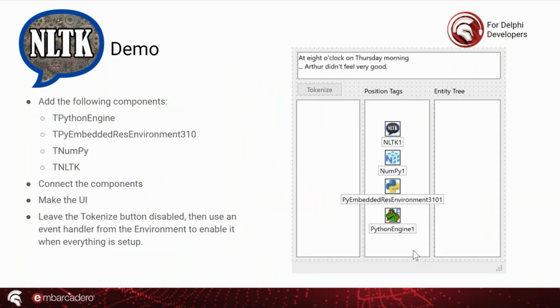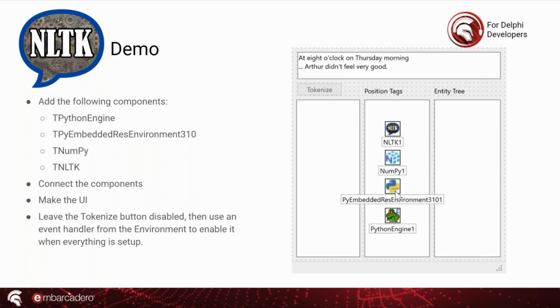And here's my application. I have the memo to get it here. This button to grab the tokenizing, and I actually have a status bar down here, and this is where it displays the status of installing and setting up the Python environment, and the components here to do it. So you just drop the components on the form.